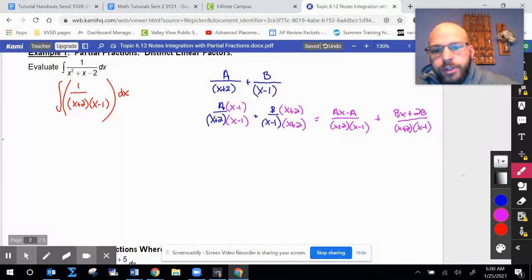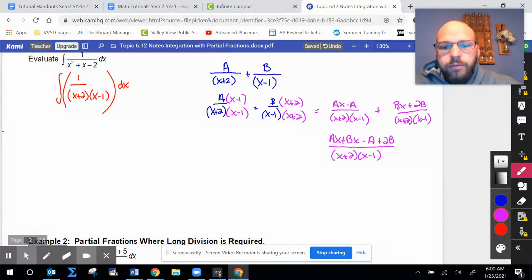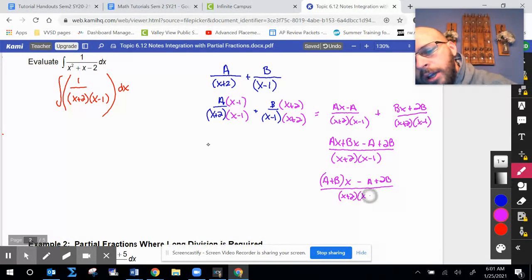Now, I'm going to go through the steps here. If I combine these into one fraction, I'm going to put like terms together: Ax plus Bx, and then I have a negative A and a positive 2B, all over x plus 2, x minus 1. Now, to go a step further, I'm going to take an x out of the first couple terms: A plus B times x, minus A plus 2B, all over x plus 2, x minus 1.